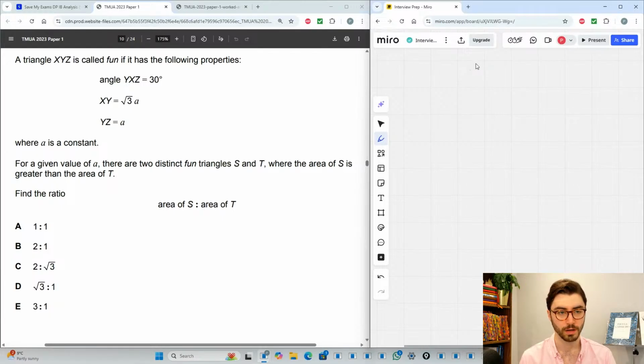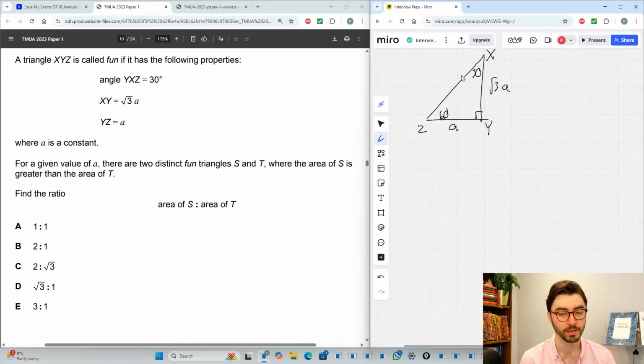So it's immediately looking right angle-y to me. Or if that's X and that's 30 and that's 60 and that's 90, and XY is root 3A and XZ is equal to A. So that's one of the triangles. This is a fun triangle.